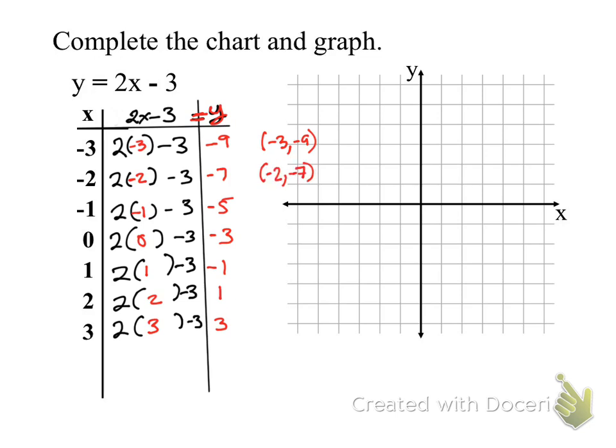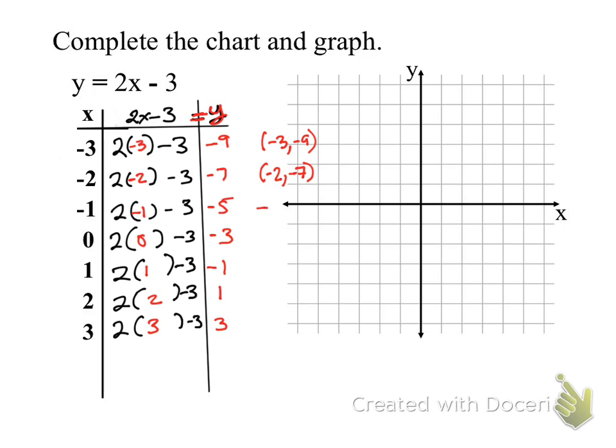You don't need this extra ordered pair. If you know that this and this is your ordered pair, you don't need to list it. Does that make sense? Does everybody understand how to get this table? And then I would plot them.